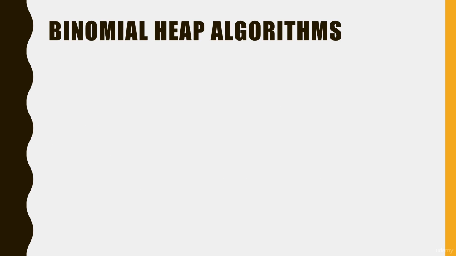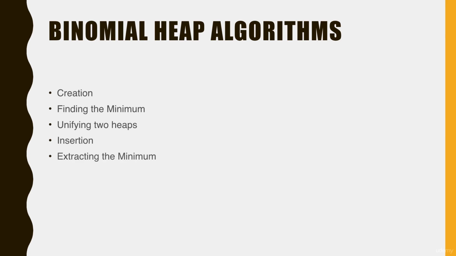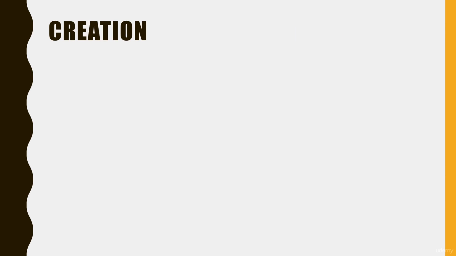Let us look at some binomial heap algorithms. Creation. A binomial heap is created with the make binomial heap function. The allocate heap procedure is used to obtain memory for the new heap. We also have finding the minimum, unifying two heaps, insertion, extracting the minimum, decreasing a key, and deletion. Let us now explore each of these.